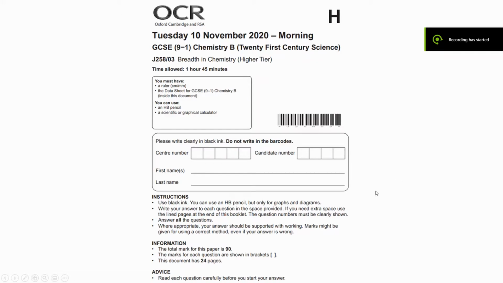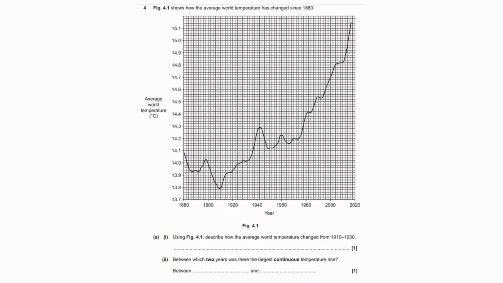So this is the GCSE Chemistry High-Tier paper. It's the OCR 21st Century November 2020 paper. All the information you need to know are on the front here. We are looking at question 4.